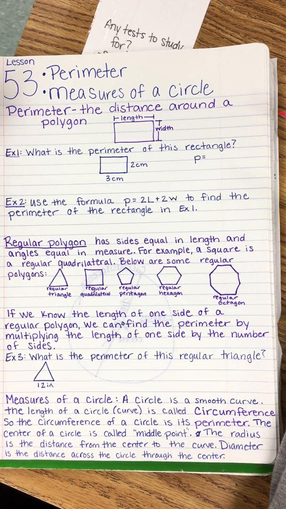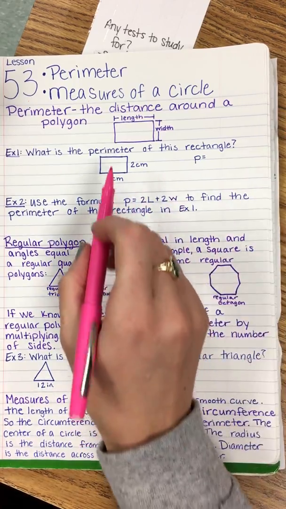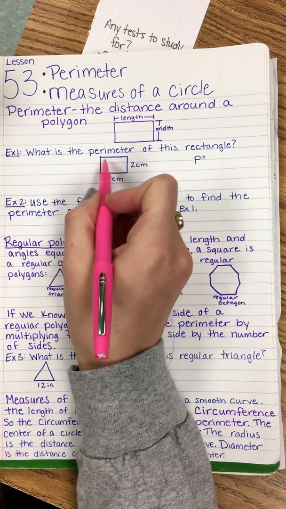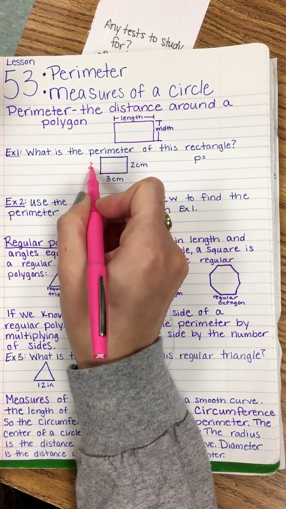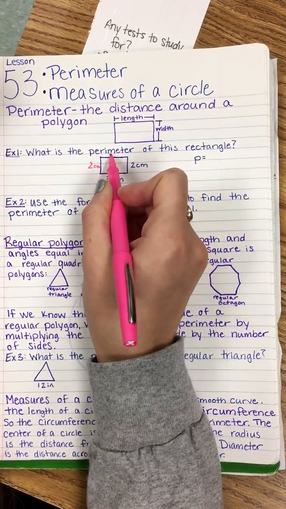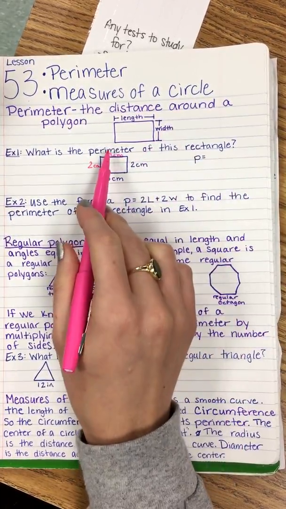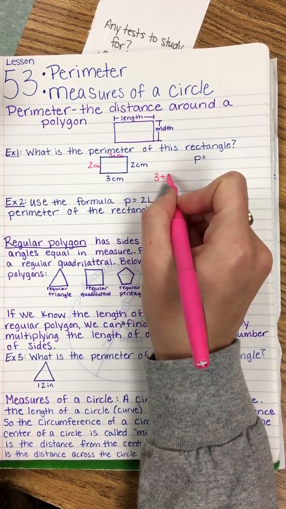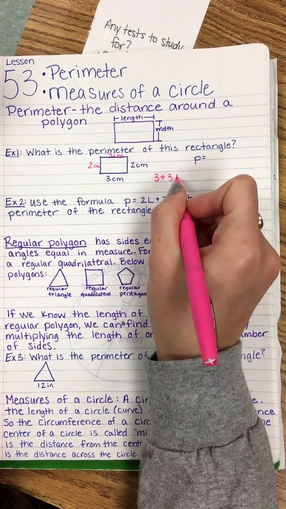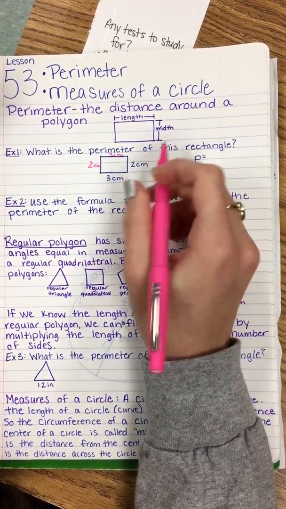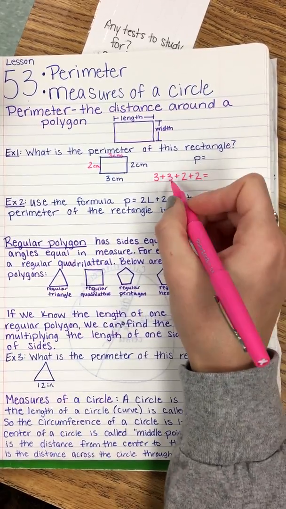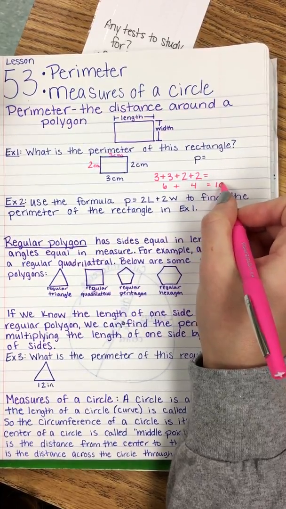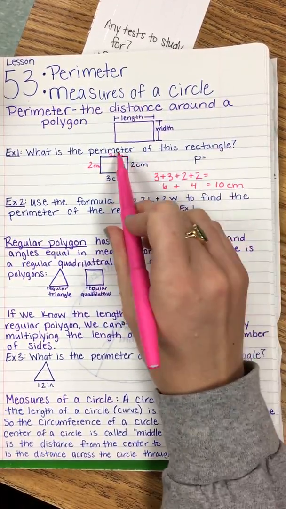Example 1, what is the perimeter of this rectangle? Well, the rectangle is 3 centimeters and 2 centimeters. And even though only 2 are labeled, we know that the opposite sides are equal. So this would be 2 centimeters and this would be 3 centimeters. So in order to find the perimeter, which is the distance around the entire thing, we are going to do 3 plus 3, that's these two edges, plus 2 plus 2, that's these two edges. And so what we would essentially have is 6 plus 4, which is 10 centimeters, is the perimeter of this rectangle.